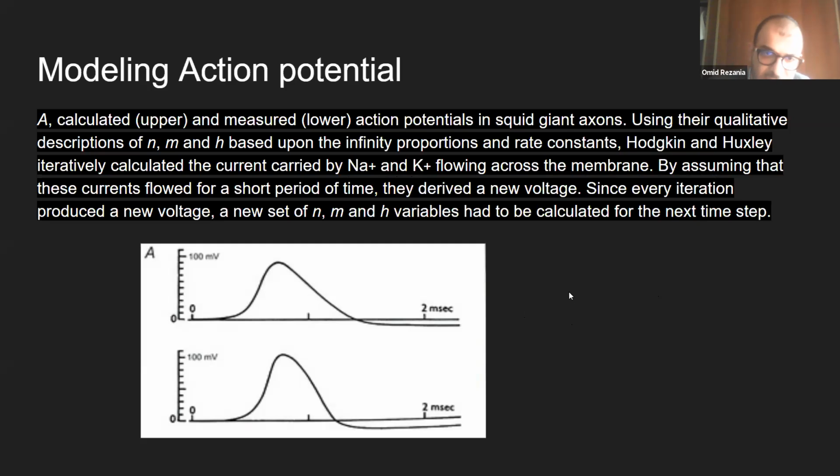Fantastic. Give me 1 second, please. Thanks. Calculated above and measured below from the giant axons. Okay, yeah, please go on, Rose. Fantastic.